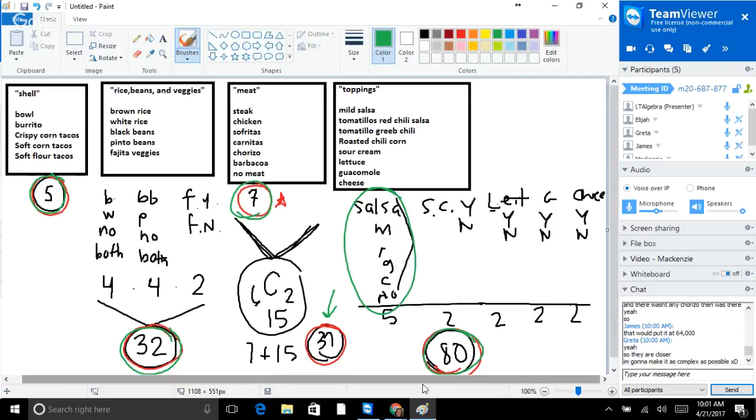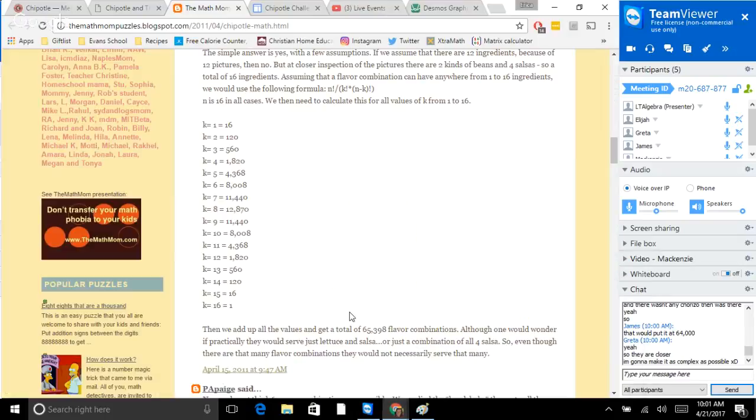But they basically added up, they counted if you just ordered a cup of guacamole, that would be one unique flavor combination. And so they added up all the combinations for 16 menu items, which we were at 24 menu items. So when they had 16 menu items, they got 65,000 flavor combinations. But that would just mean that you could order just lettuce and that would count as a flavor combination. So I don't know, it's up to you guys. You can argue whatever way that you feel best.